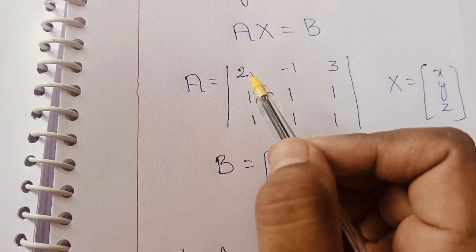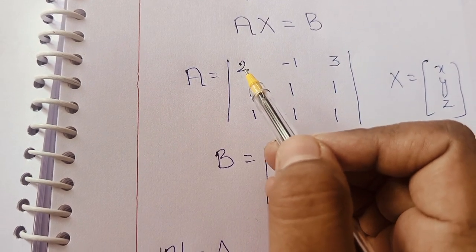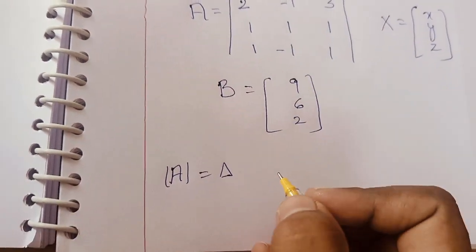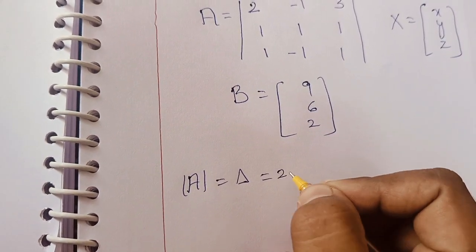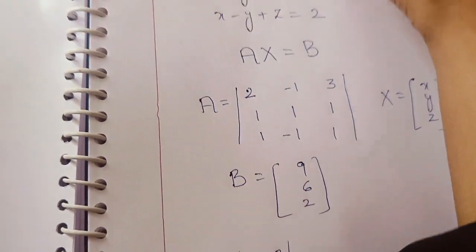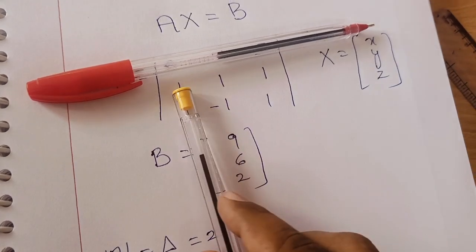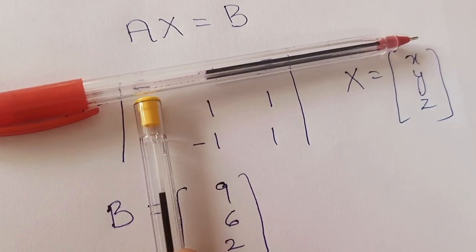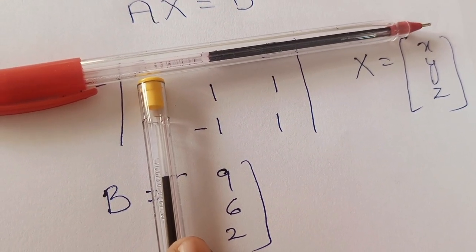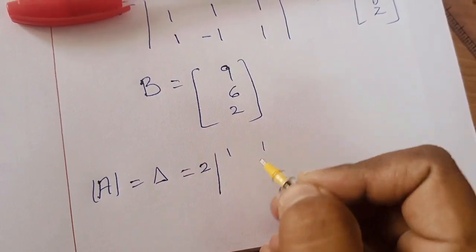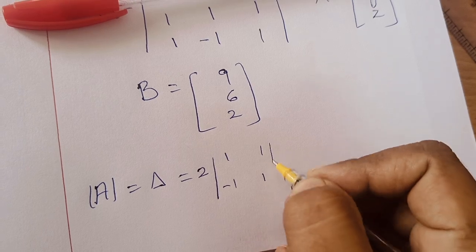So here in the first row we have 2. First row, first column. Here we have the term 2. So we will hide this row and column where 2 is lying. So what is left? Here we have 1, 1, minus 1, 1.